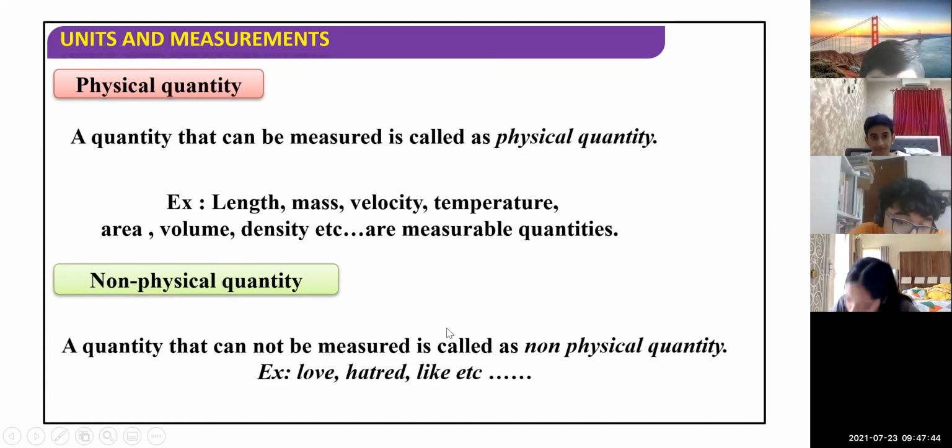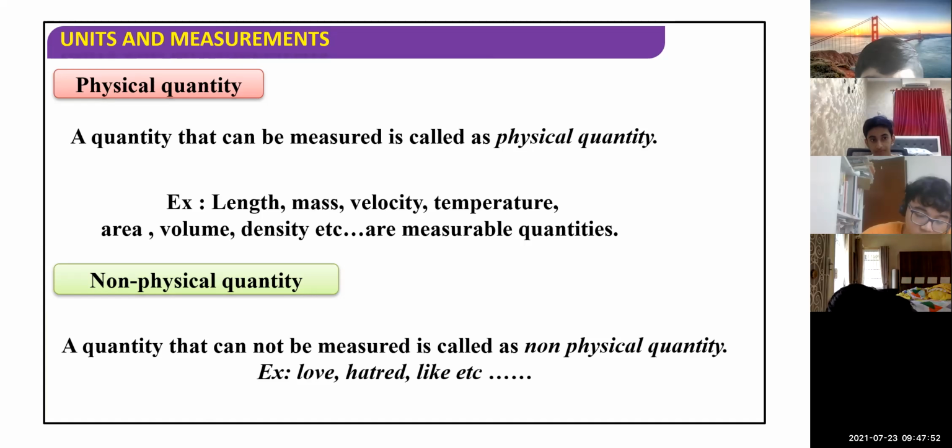The first is, a quantity that cannot be measured is called a non-physical quantity. Examples are love, hatred, like, dislike. So especially to understand the meaning of non-physical quantity that cannot be measured, for example, love. Love is the best example.